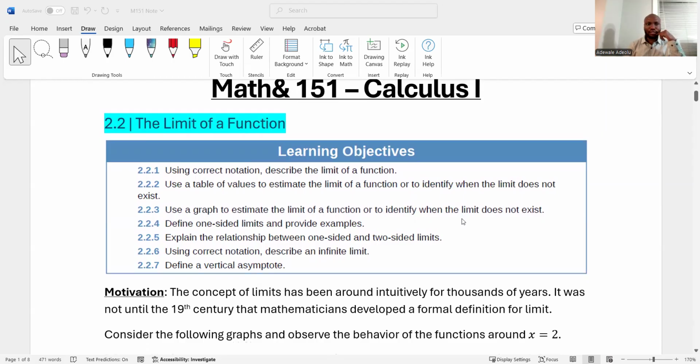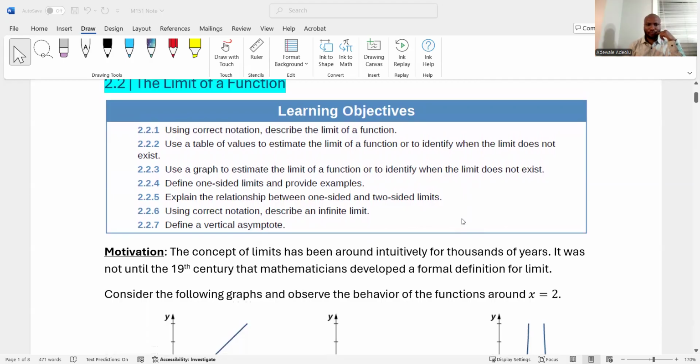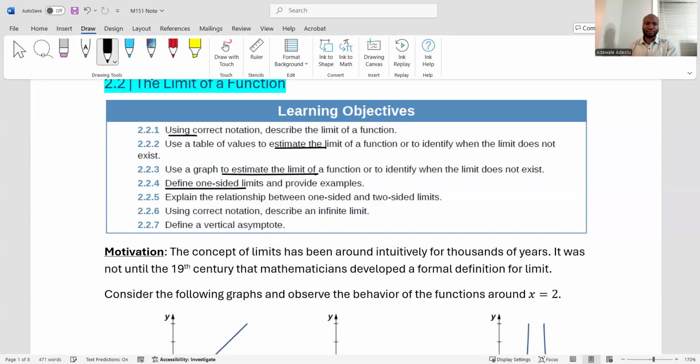So today we'll be looking at the concept of limits of a function. Basically, we'll be using the correct notation to describe the limit of a function. We'll be using a table of values to estimate the limits of a function or to identify when the limit does not exist. We will also look at using a graph to estimate the limit of a function. We will be looking at one-sided limits and also the relationship between one-sided and two-sided limits.